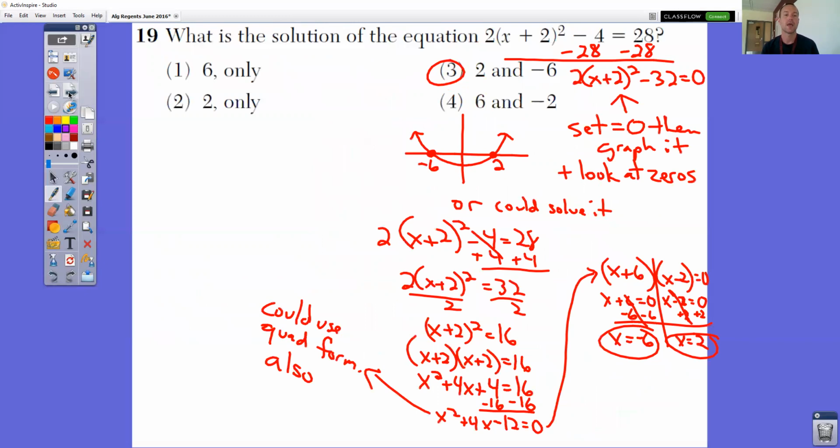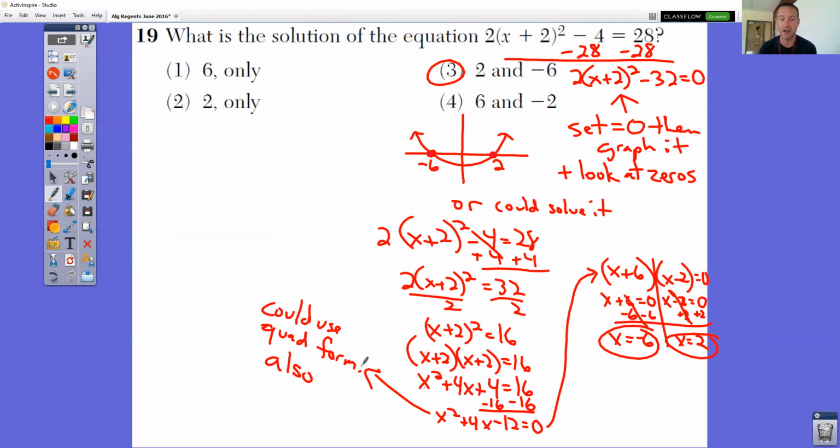In question number 19, what is the solution of this equation? There are a couple different ways that you could do this one. I think the easiest way is to graph it and look at the zeros. If we were going to graph it, we need it set equal to 0, so we would have to subtract 28 from both sides. So we get this equation. We graph it and look at the zeros. It crosses here at -6 and here at +2. That's probably the easiest way to do this one.